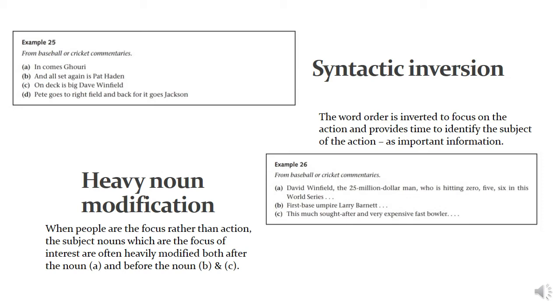The examples 26 are taken from baseball or cricket commentaries. In example A, the clause "the $25 million man who is hitting .056 in the World Series" is post-noun modification of the noun, the player David Winfield. And for B and C, the subject is placed after the modification. It is Larry Burnett, and in C, fast bowler.